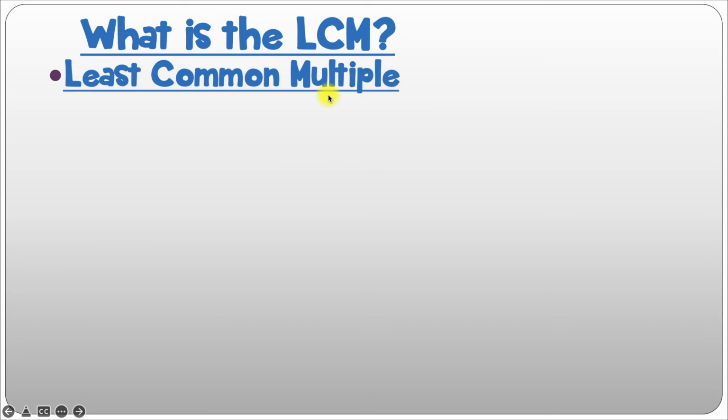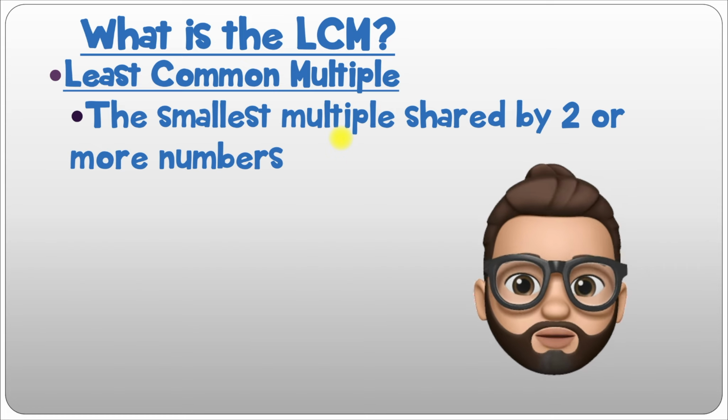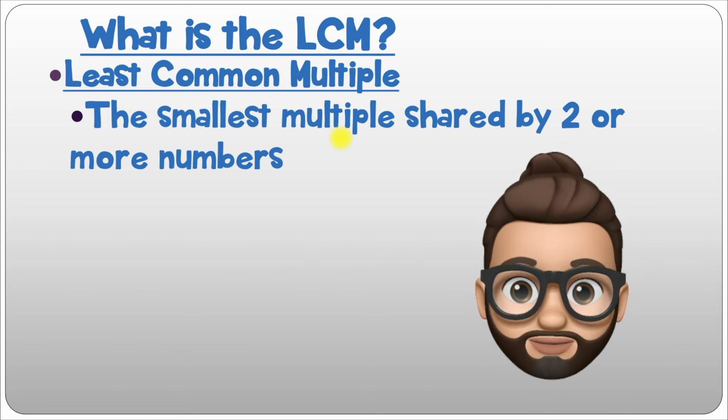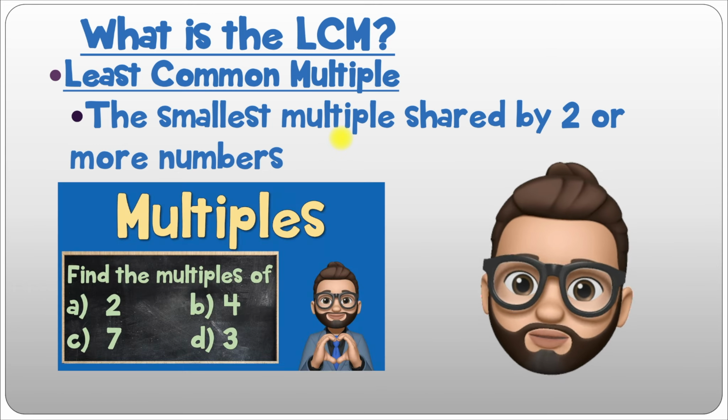So before we can actually find the LCM, we have to know what exactly LCM is. Well, LCM is just the abbreviation for least common multiple. And what is the least common multiple? That's the smallest multiple shared by 2 or more numbers. And if you don't know what a multiple is, don't freak out. Down in the description, there's a link to a video that we have on multiples. So we got you covered.